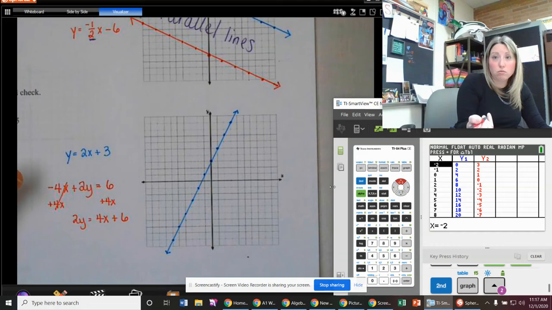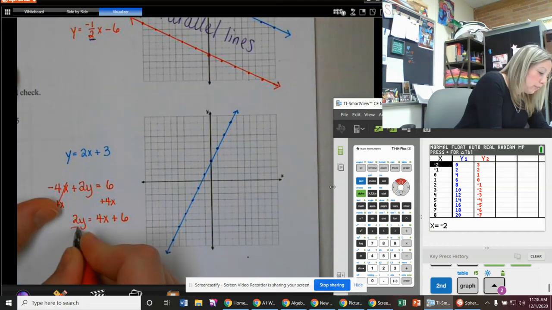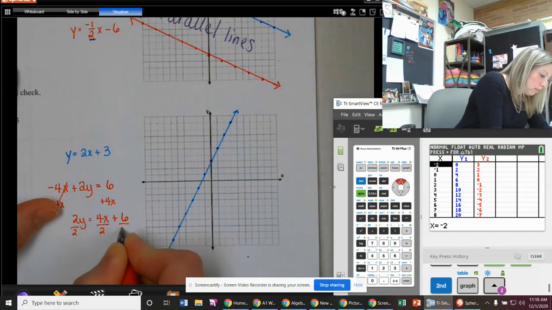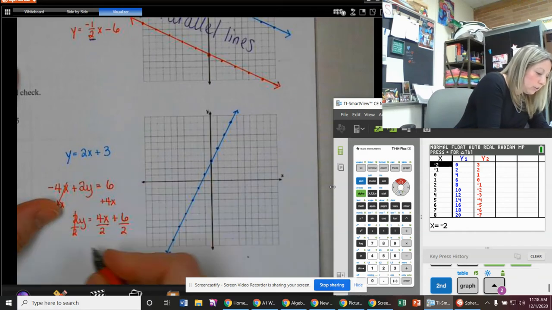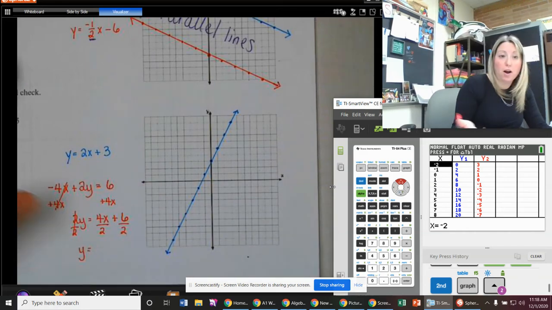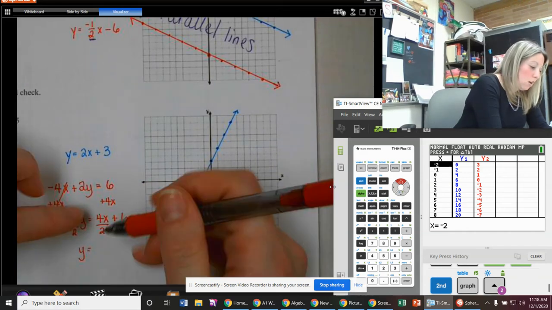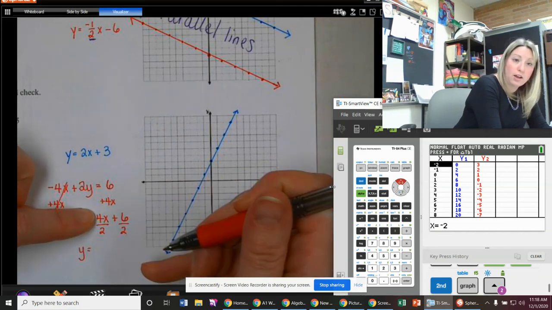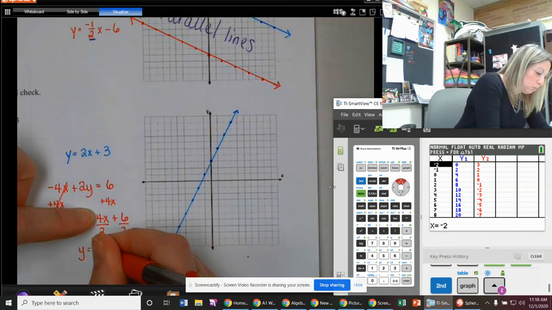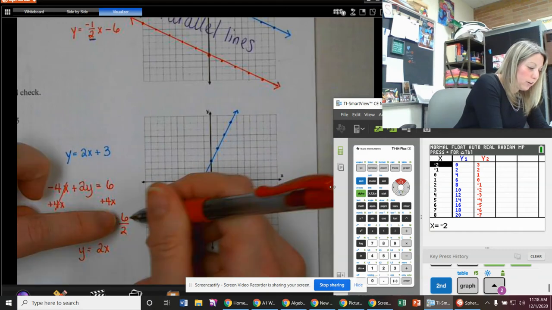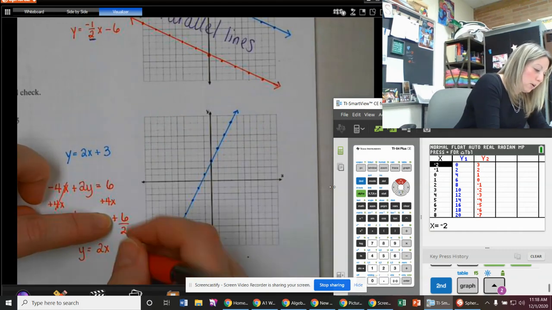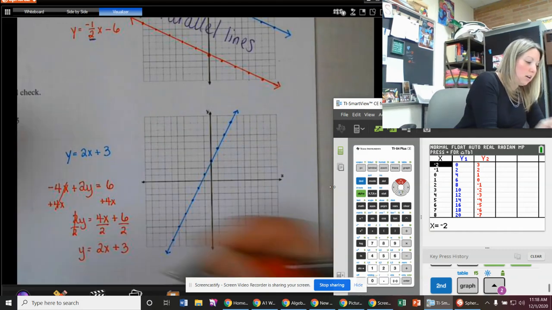Okay, now to get rid of that 2 in front of the y, I divide everything by that 2. So when I do that, this cancels out and leaves me a 1y, which is my goal for y equals mx plus b form. The 4 over 2 in front of the x, well, 4 divided by 2 leaves me 2x here. And then over here for the y-intercept, I get 6 divided by 2 is a plus 3. Now, whoa.